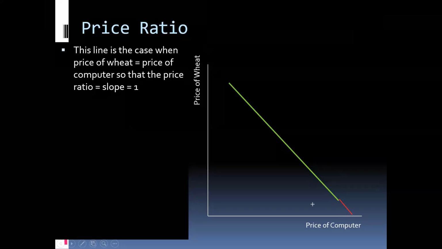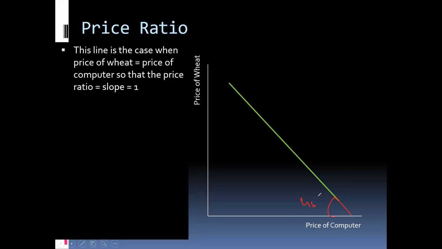We'll remember it using a method: if the line has a slope of one, then it will make a 45 degree angle here. So it becomes an isosceles triangle with 90 degrees here and 45 degrees. So this way you can remember. The slope is actually minus one. So price ratio is the price of X divided by the price of Y with a minus sign. So the slope is equal to minus one if both products have the same price. So this is the case where both have the same price.